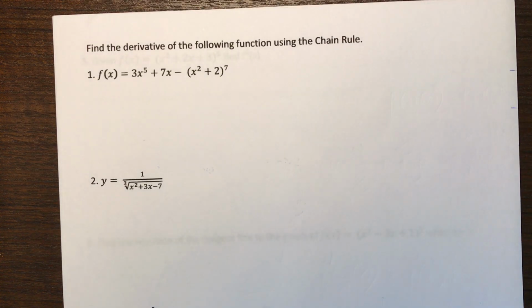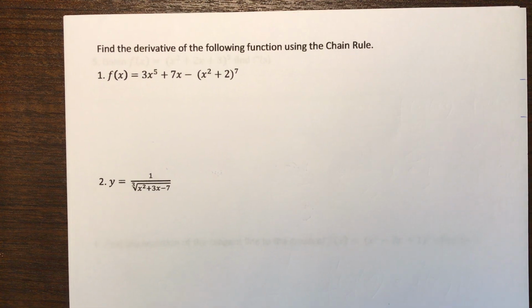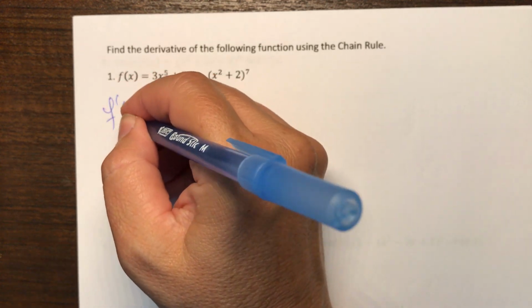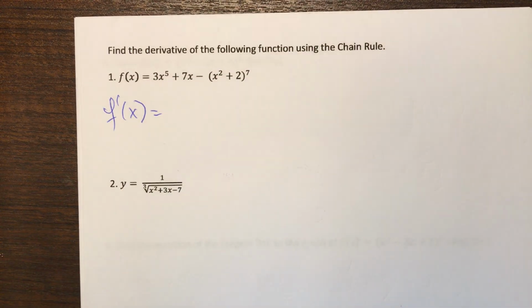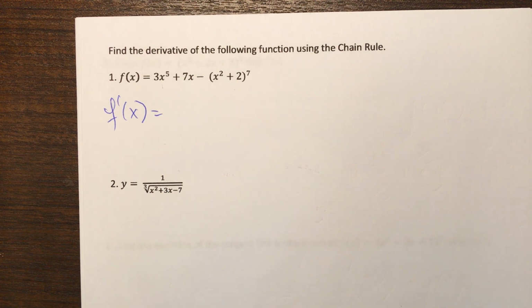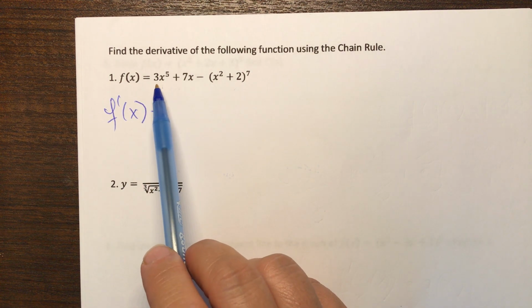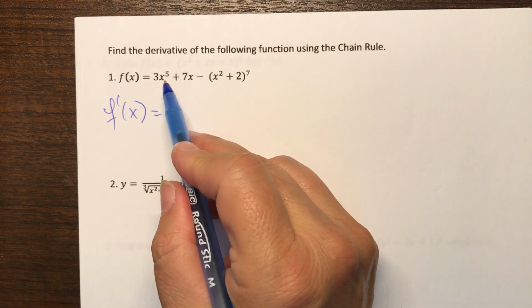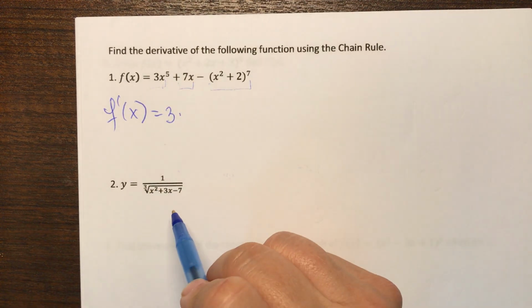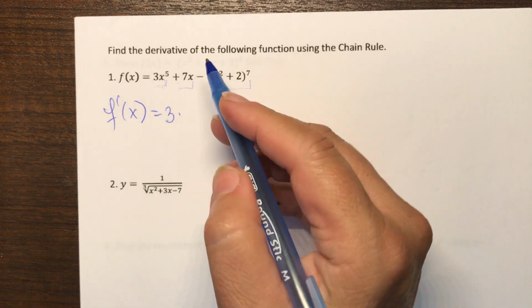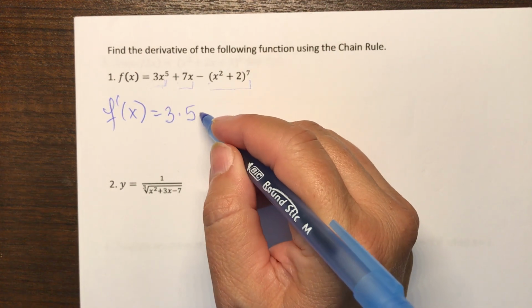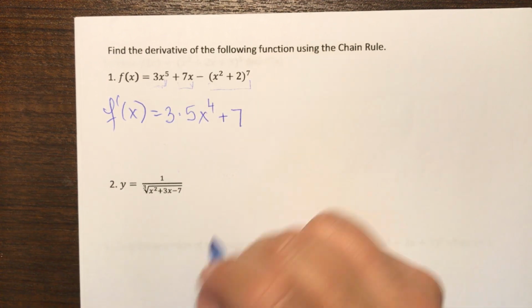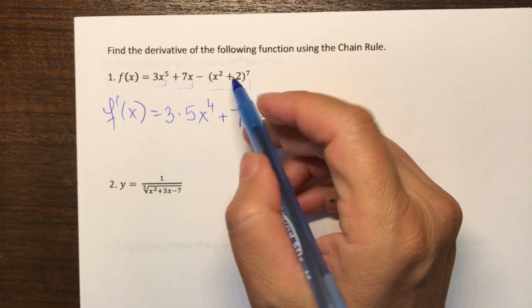Okay, so let's do this. Let's take care of this derivative. So I'm going to get started. What's the derivative of this polynomial? So that's going to be a 3 times. Again, because it's a sum of terms, we're going to go one by one. So the derivative of the first term is 3 times 5x to the 4th plus the derivative of 7x is 7 minus, here comes the trouble.